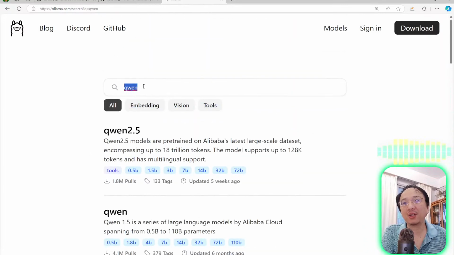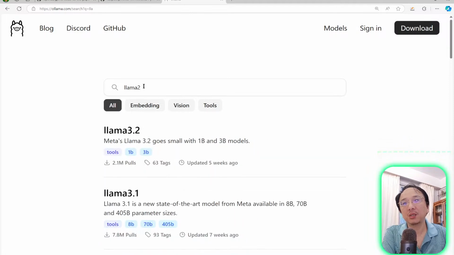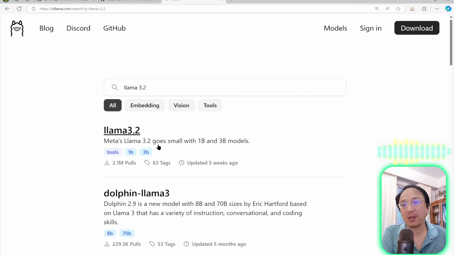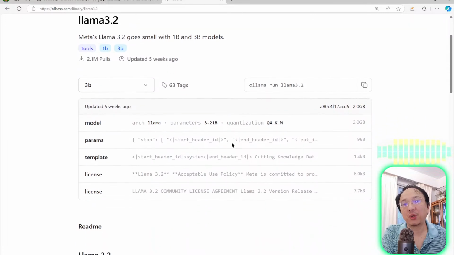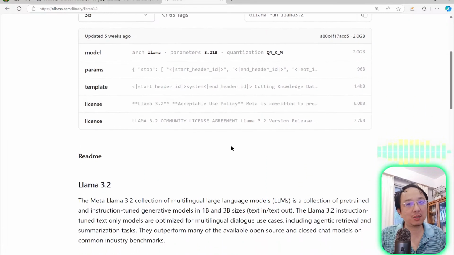And if you want to find something like Llama 3.2, you just simply search Llama 3.2, and you can find Llama 3.2 here. You can run it quite easily. We will talk about it later.